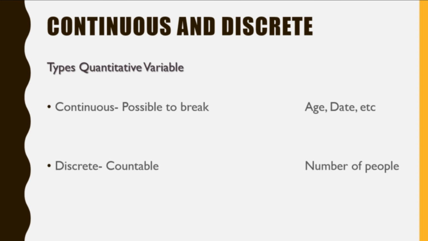The only thing you can do with a discrete variable is count them and divide them into groups. It is also called a categorical variable, because discrete variables are used for dividing the sample into categories on the basis of the number. So these are the two types of quantitative variable.